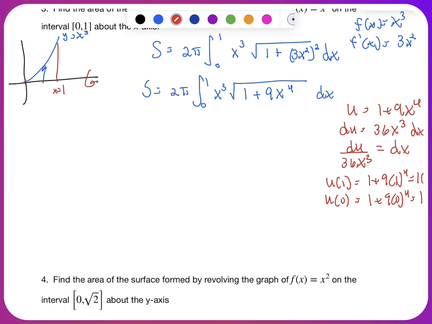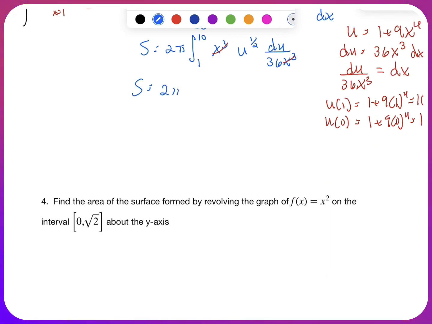So my surface area is going to be equal to 2 pi times the integral from 1 to 10 of x cubed times u to the 1/2, and replace that dx with du over 36x cubed. So my x cubes can cancel out. My 2 over 36 can simplify to 1 over 18. I'm going to bring that out. Let's see, I forgot to bring out the pi. So I'll rewrite that as just pi over 18.